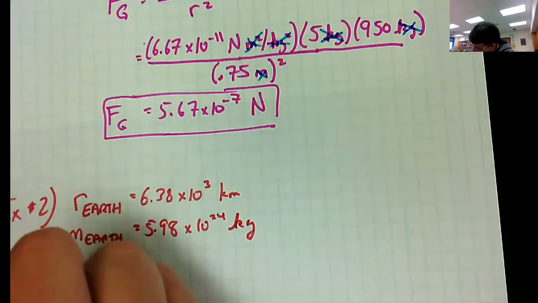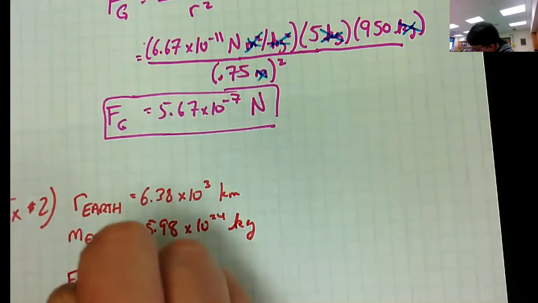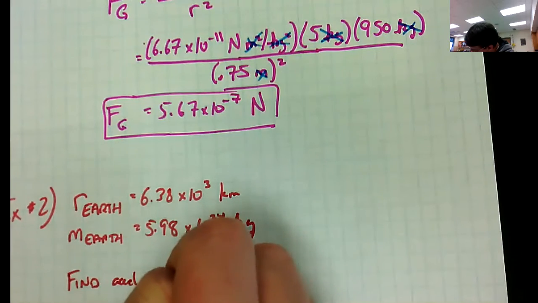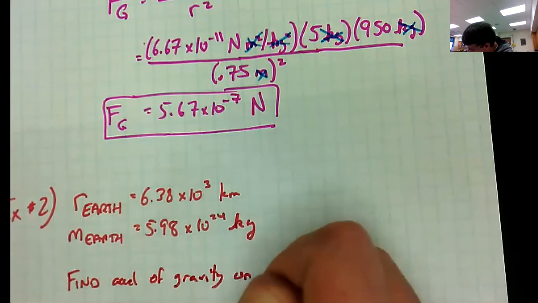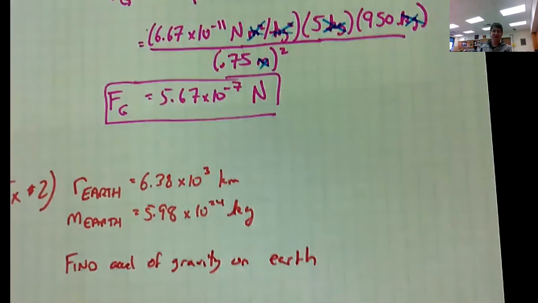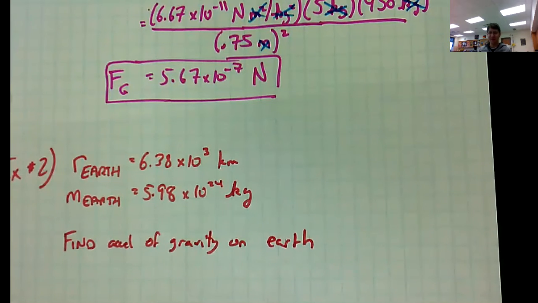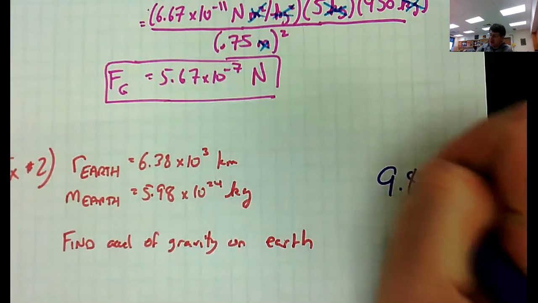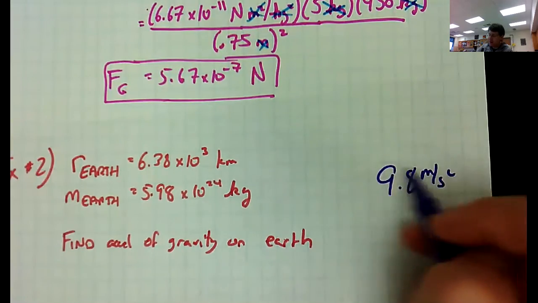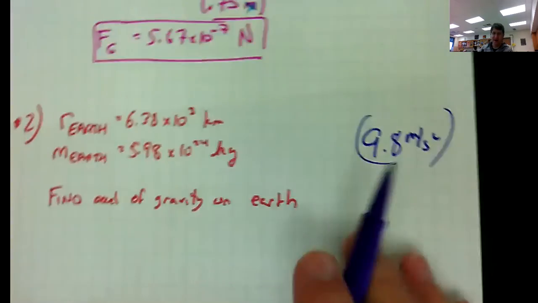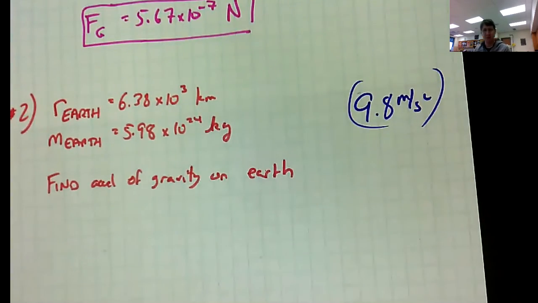I'm going to say find the acceleration of gravity on Earth. Now, let's just stop for a second because we actually already know the answer. What's the answer? 9.8. So this is what we're going to test to see if we can get this, right? Pretend for a minute that you don't know that. This will just be how we'll check our answer when we're done.